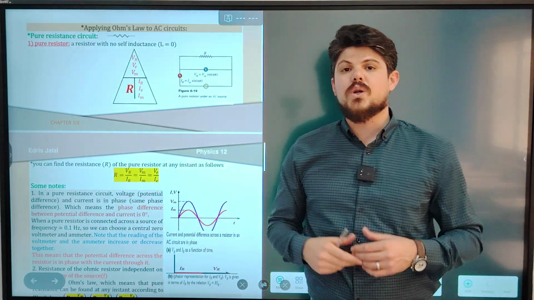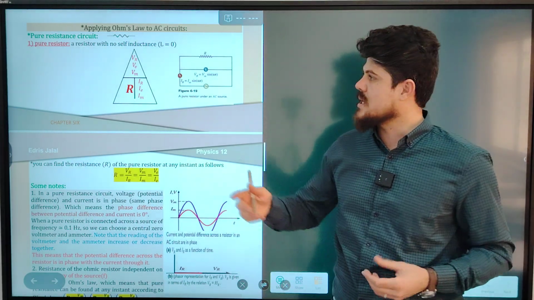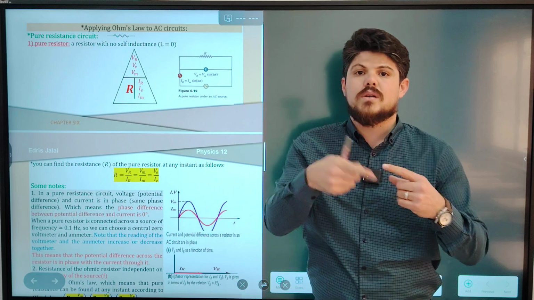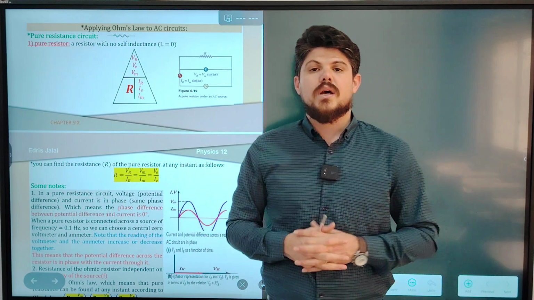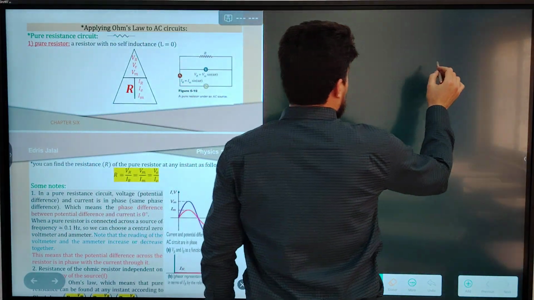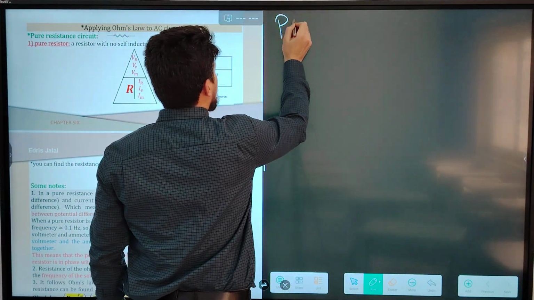What do you mean by pure resistance? Pure resistance is a resistor with no coil of inductance. A wire without a coil, without inductance. We have only a wire connected to an AC circuit. Look, pure resistance.